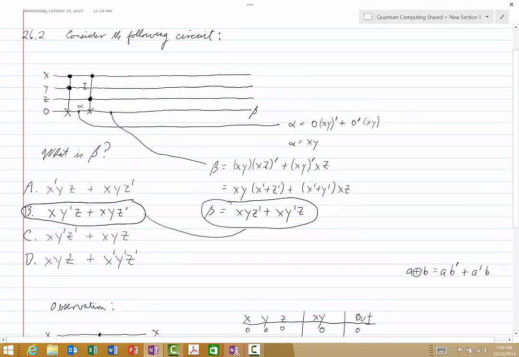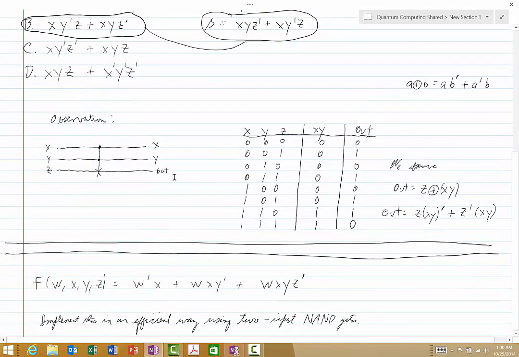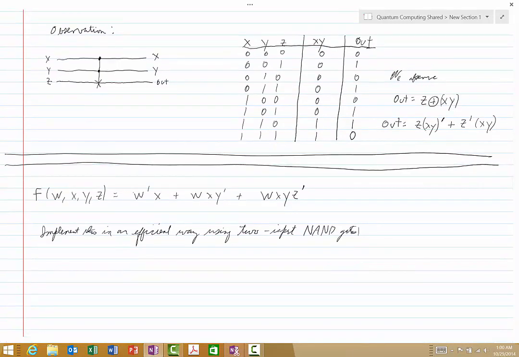The Toffoli gate gives us AND and NAND very readily, and so that's our motivation for studying NAND gate implementations in the classical case. So let's say that we were challenged with trying to find an efficient way to implement this function using only two input NAND gates. Well, the way that I recommend that you proceed is as follows.